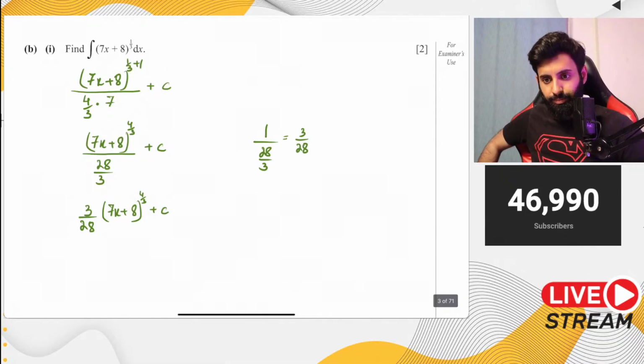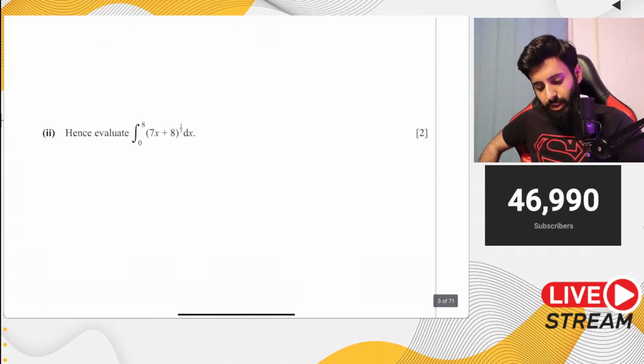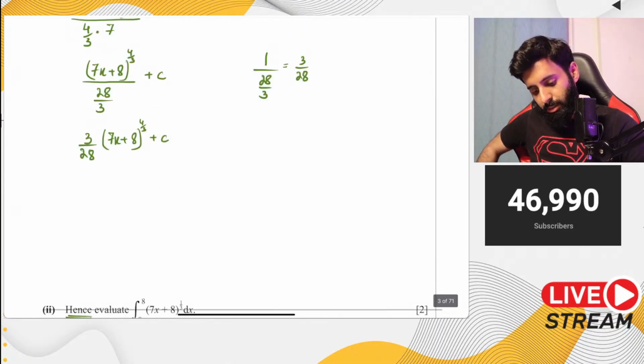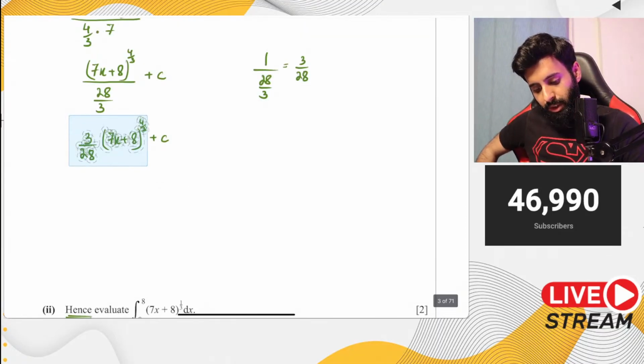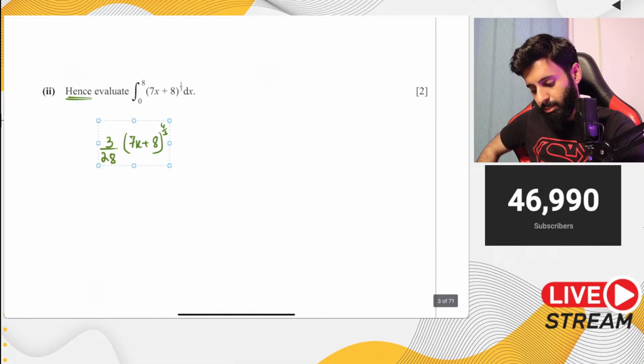Okay, now let's do B part 2. Hence evaluate. The reason the word "hence" is used is because you've already found the integral. Now you know exactly where you're plugging in the limits. Whenever we are integrating within the limits, we don't consider the plus c.